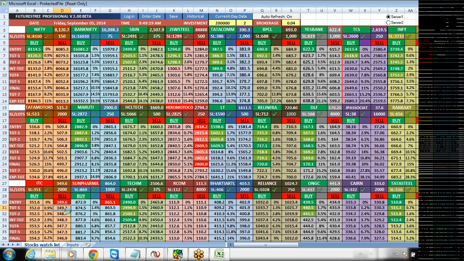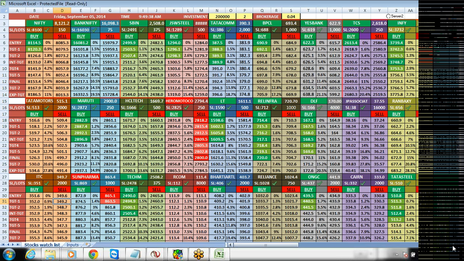So as soon as a script reaches its final targets, you can either exit, or in case you want to further see where this particular script is going, you can keep changing your stop losses. That is, you can have trailing stop losses.